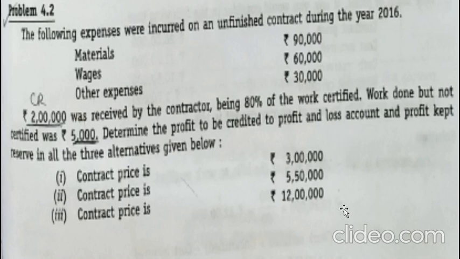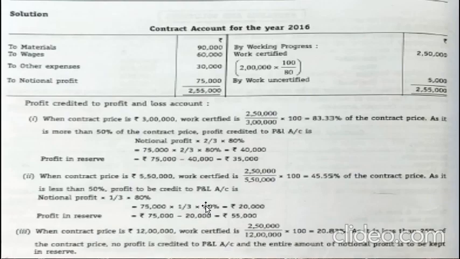Based on this contract price, we need to determine the profit which will be transferred to your profit and loss account, and the remaining which is to be kept in your reserves. So what are the three alternatives? 3 lakh, 5 lakh 50,000 and 12 lakh, which is your contract price. Based on this, we will be calculating.